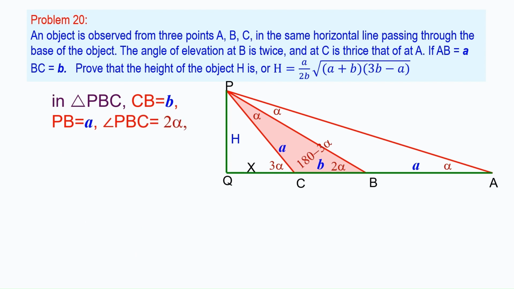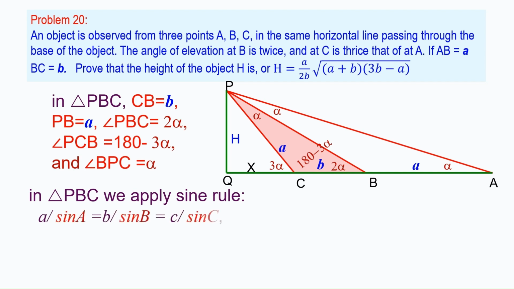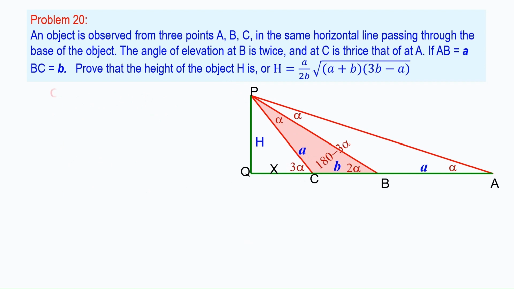In the triangle PBC, note the sides and the angles as in figure. In triangle PBC, we will apply the sine rule, that is, a divided by sine of A equals b divided by sine of B equals c divided by sine of C. Or in triangle PBC, b divided by sine of alpha equals a divided by sine of 3 alpha, as sine of 180 minus 3 alpha equals sine of 3 alpha.